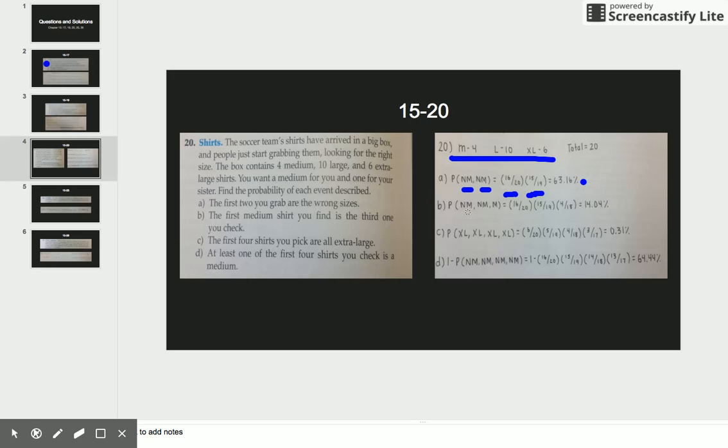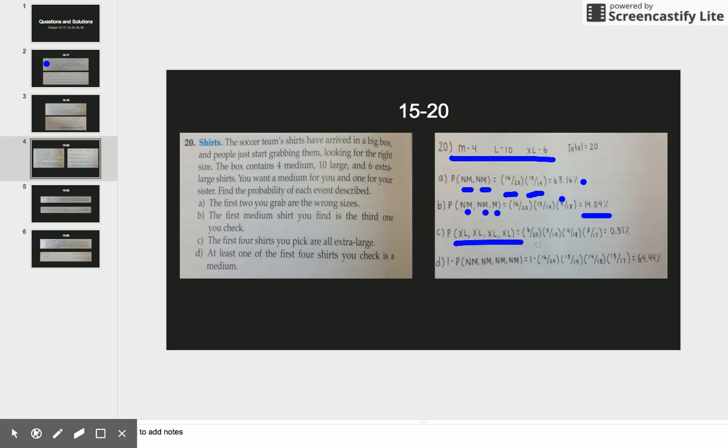The next one, I pick 3. No medium, no medium, finally medium. So that no medium starts at 16 out of 20. It drops to 15 out of 19. And then the next one, there are still 4 mediums, so now it's 4 out of 18. Multiply, get my next answer. The fourth one is all of them are extra large.